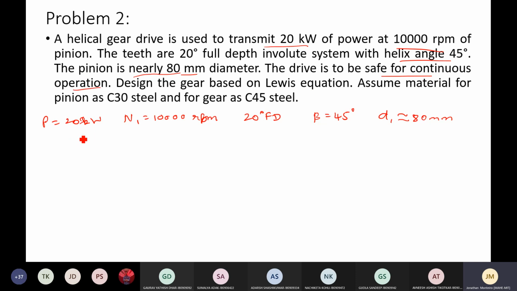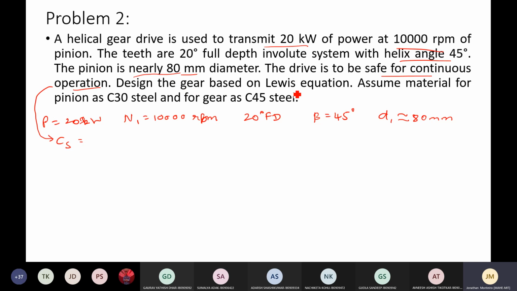So that actually refers to the service factor. Safe and continuous operation. Anything else? Yeah, safe for continuous operation. So that CS value you have to find out. I'll just put an arrow mark here. This is referring to the service factor.